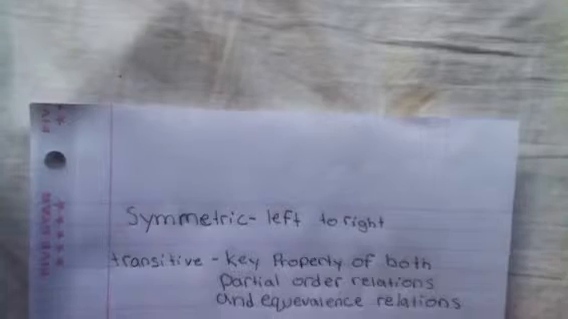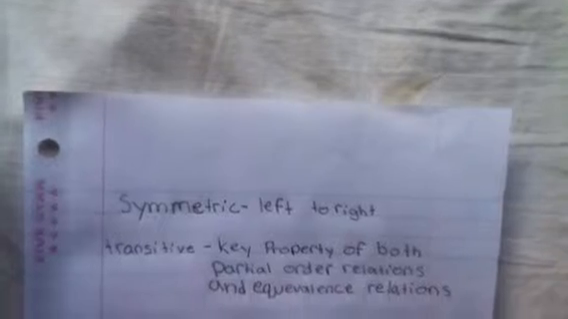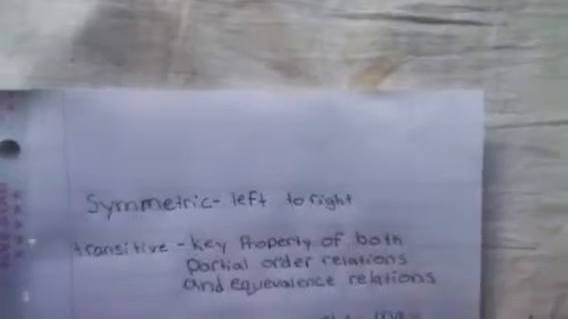Multiplicative property of 0. Multiplicative property of 0 can be when you multiply any number times 0 equals 0. Reflexive means when a number is always equal to itself. Okay? Symmetric can be a fraction from left to right. Transitive is a key property of both partial order relations and equivalence relations. Okay?